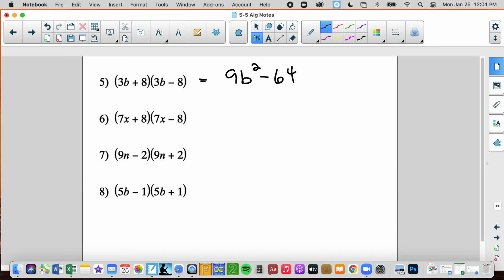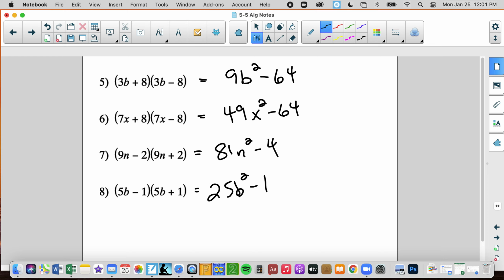I look at number 6. They are conjugates, so I'm going to get 49x squared minus 64. Number 7 are conjugates. I get 81n squared minus 4. And number 8 would produce 25b squared minus 1. I like that one because of the 1 part of it. Good. So notice each of our solutions: two terms, subtraction, both perfect squares. So when you multiply conjugates, you produce the difference of two squares.